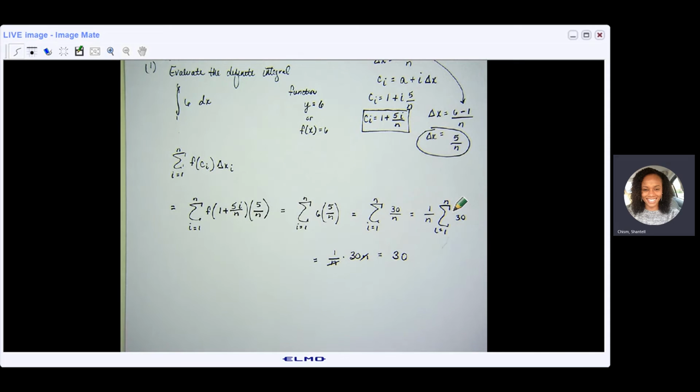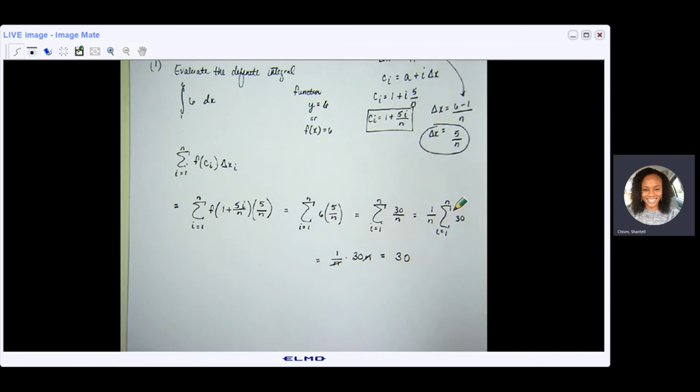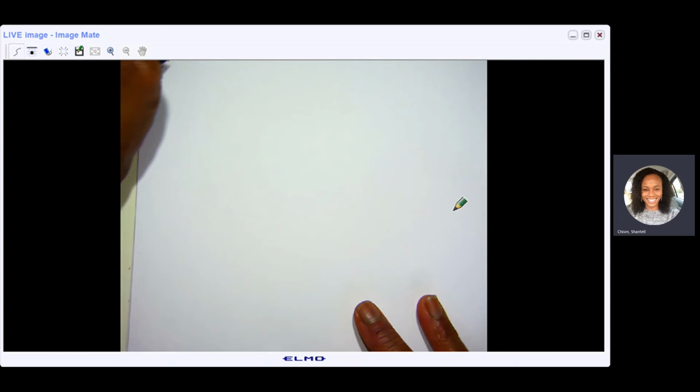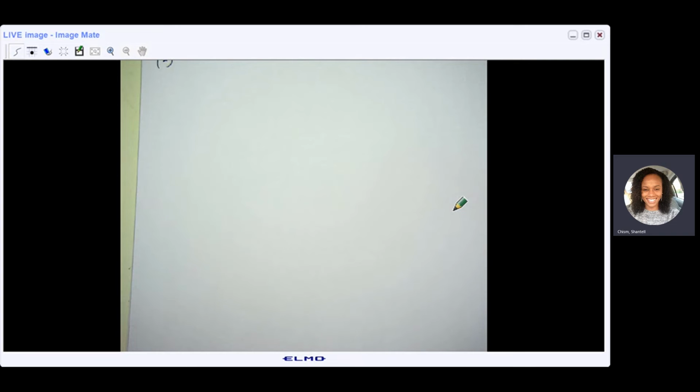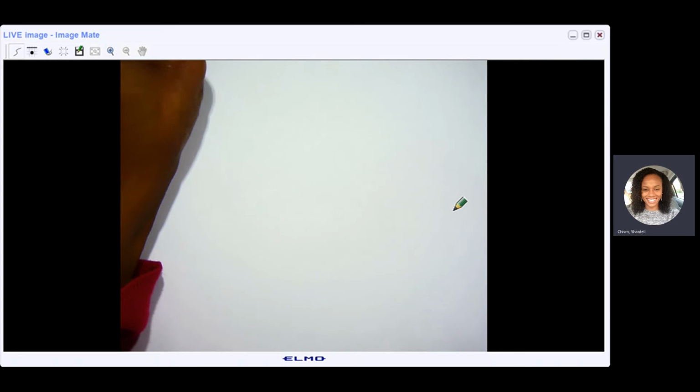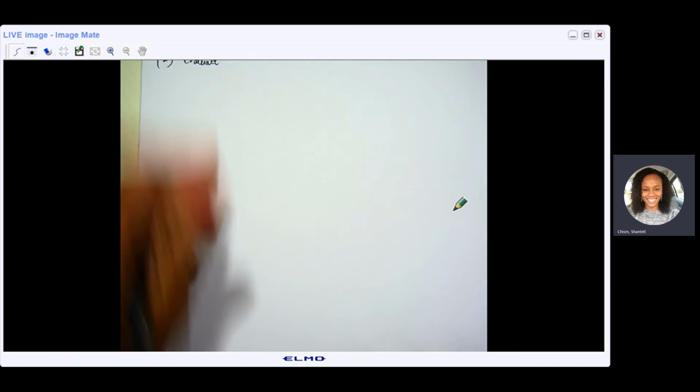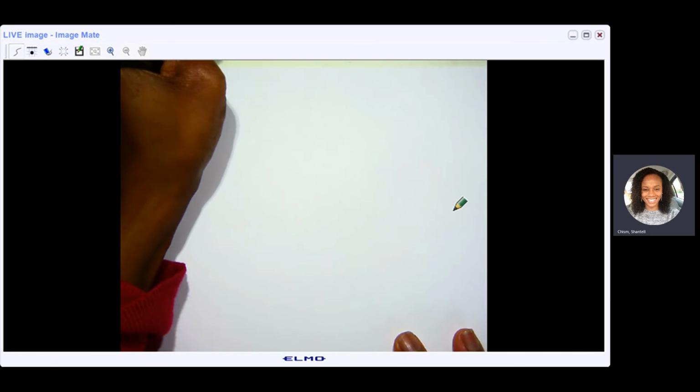All right. Let's see if we can find us another one. We've got number 2 that we can look at, by looking at the limit definition. Yeah, we'll definitely look at number 2. It's a little different. Evaluate this, so it's the same direction. Evaluate the definite integral.